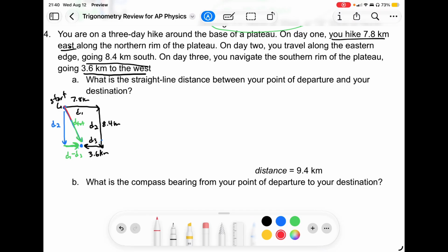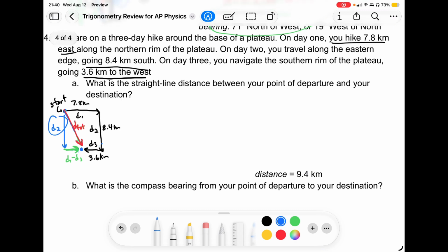And I got a little bit crazy with the colors. We're going to call this overall vector D total. We're going to put him in red. And then we've got our southward direction, which was D2, the distance of which is D2. And then we've got our eastward movement, the distance of which was D1 minus D3. All right, cool.